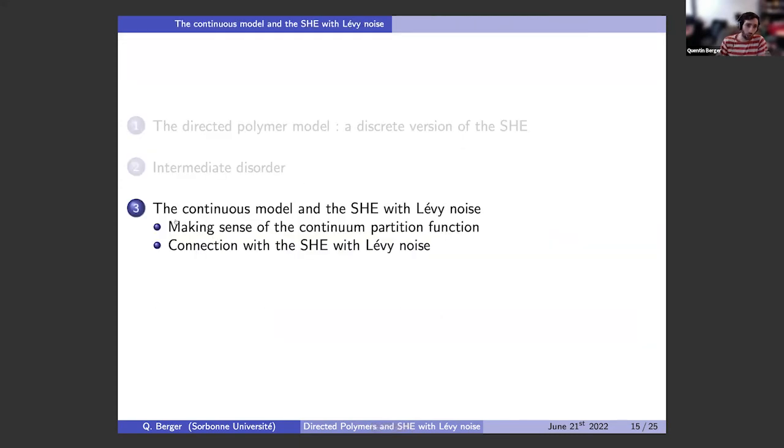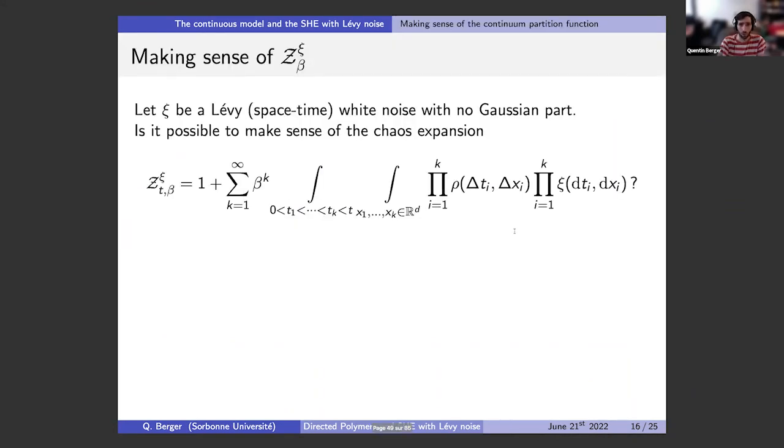Okay, so I will go back to the continuous model, the stochastic heat equation with Lévy noise. I will focus on the continuum partition function. We want to make sense of this kind of thing. How do we do that? As I said before, you cannot do L2 calculations to show that all the terms are bounded in L2, and that the L2 norms are summable, things like that.